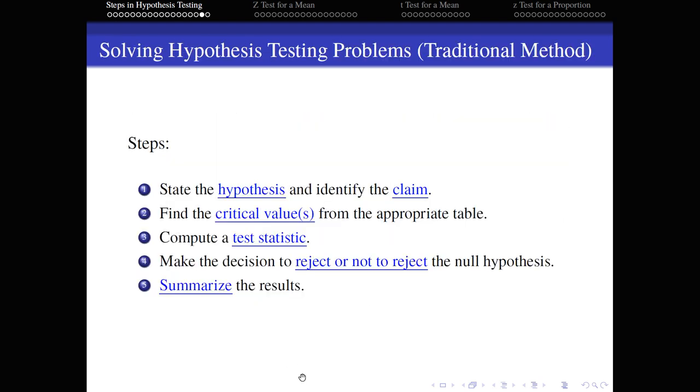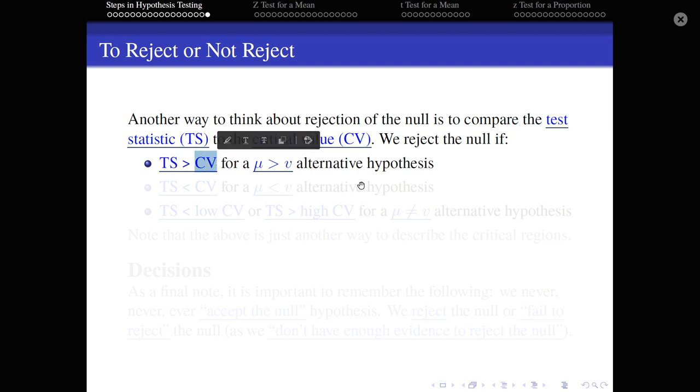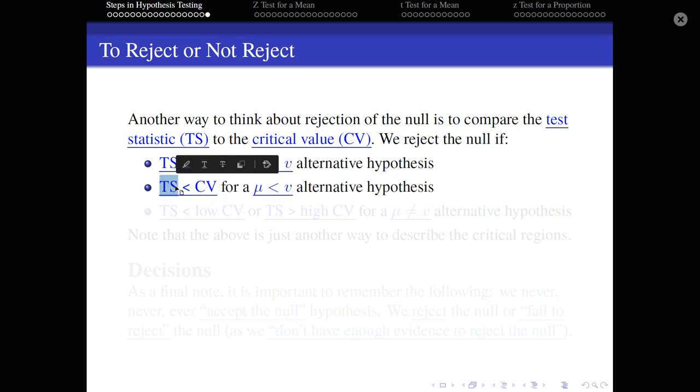Now, in order to make the decision as to reject or not to reject, step 4, we're going to be comparing the test statistic to the critical value. If this is a greater than problem, we think the mean, or whatever parameter, proportion, variance, is greater than some number, then we're going to see if our test statistic is greater than the critical value. If it's the opposite, if we assume that our parameter is less than some number, mu is less than 23, whatever number is plugged in from our problem, then we're going to be examining if the test statistic is less than the critical value.